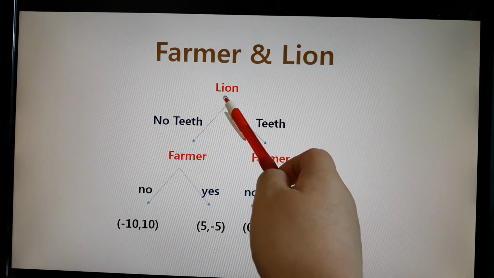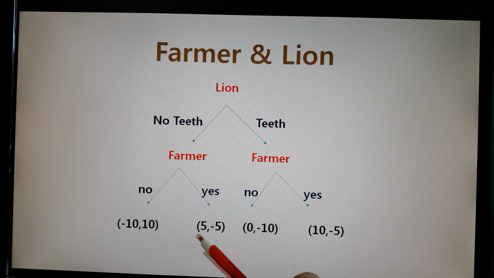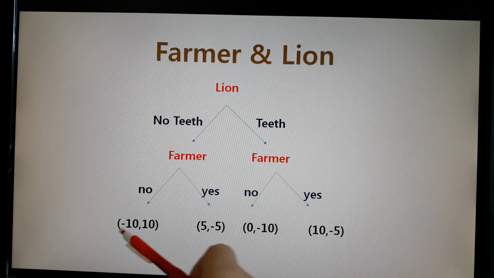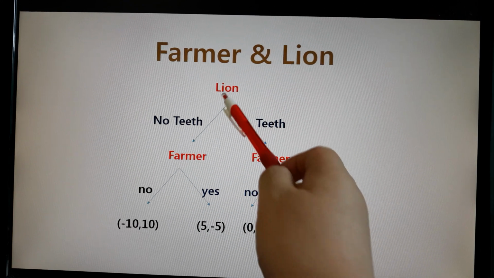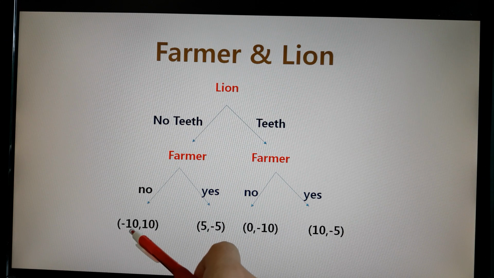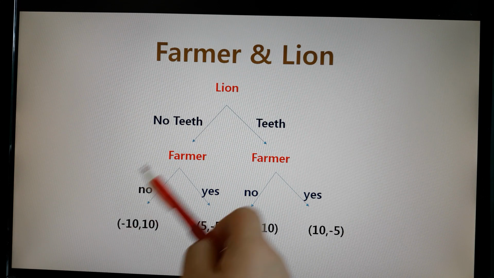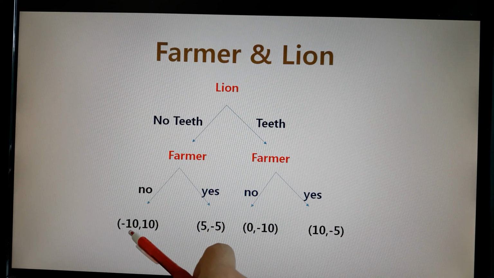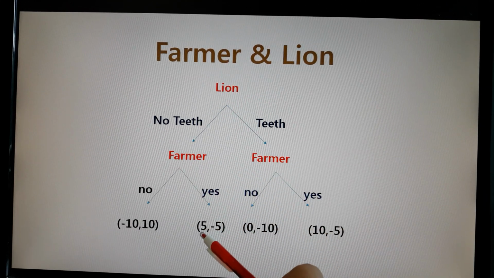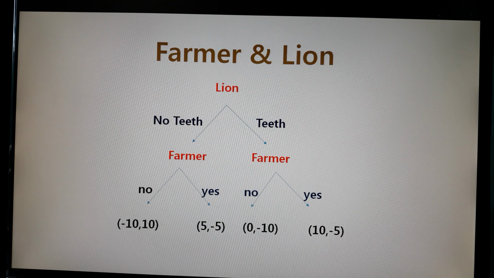From the lion's point of view, if he pulls out his teeth and gets married, he would be as happy as 5. This number is bigger if you are happier. The first number is for the lion, the second number, -5, is for the farmer. Likewise everywhere. So the lion pulled out his teeth, but the farmer says no. The lion would be very unhappy. Actually, the farmer killed him, so -10. On the other hand, if the farmer allows, even though he has no teeth, he will get married, so 5.